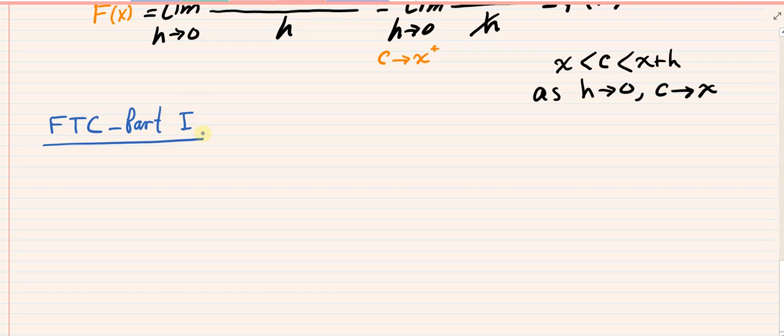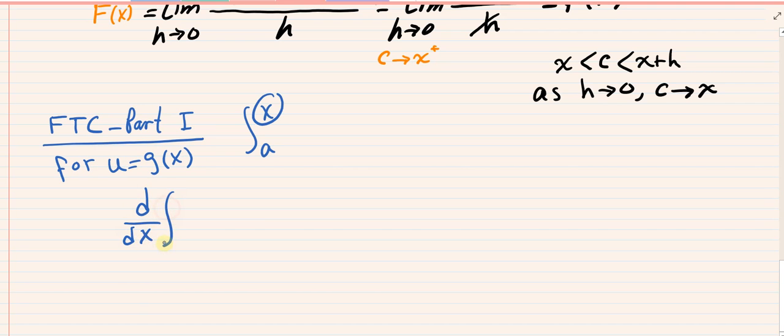for when the upper limit of integration, remember it goes from a to x, right? When the upper limit is actually a function of x here. So this is part 1 for where u is a function of x. Okay, and in this case, d/dx, the derivative of the definite integral from a to, let's say, g of x, a function of x now, not just x, of f(t) dt.